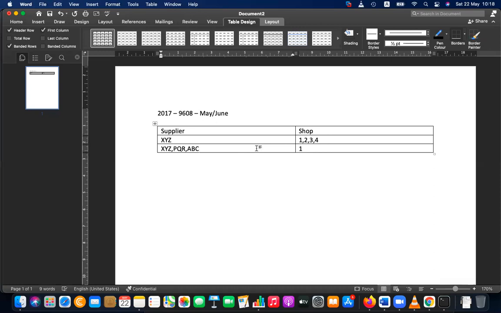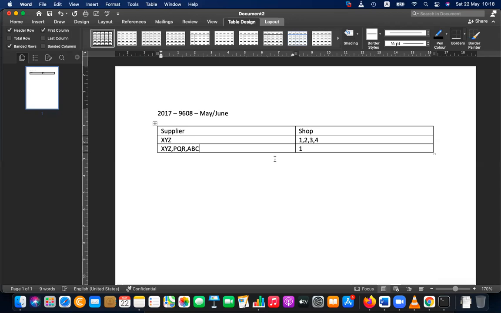This is not normalized. It will cause deletion, insertion, and updation anomalies, right? If you cannot understand, please tell me, then I can further explain that.